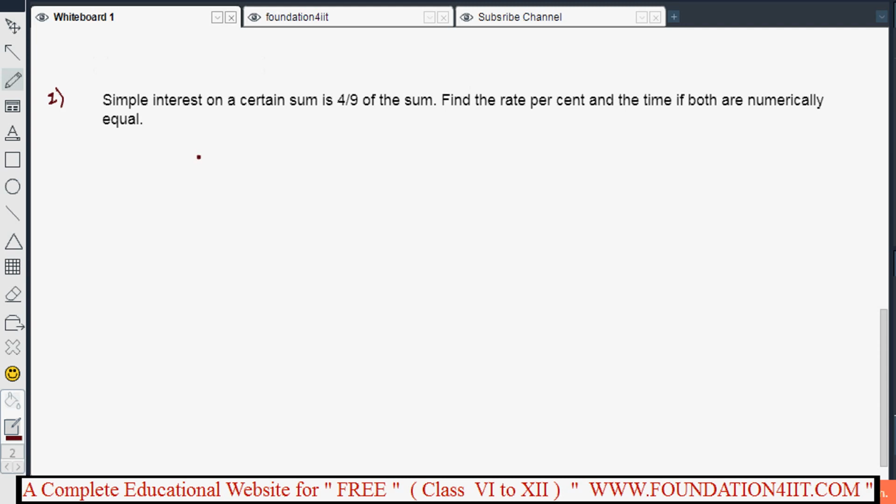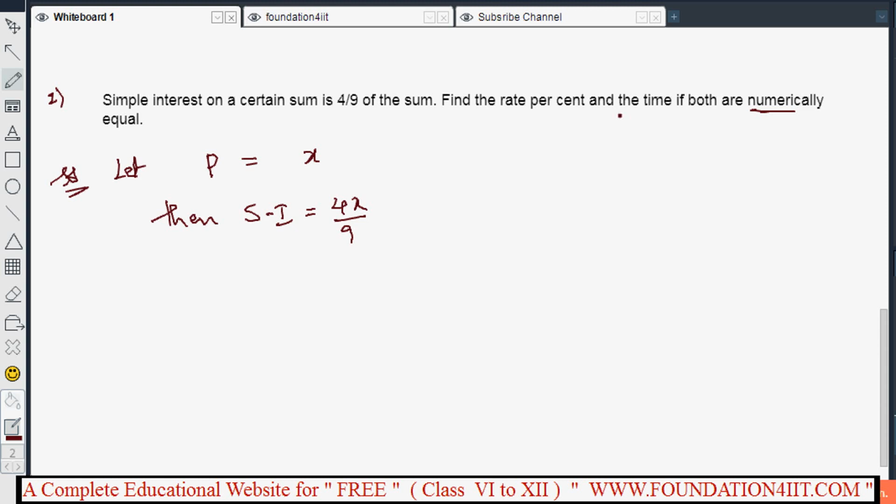So we can take, let the sum be x. That is nothing but principal. Otherwise, let the principal be x. Then the simple interest is 4 by 9 of the sum, that means 4x by 9 is the simple interest. Let rate be r% per annum and time be also r, because numerically equal.